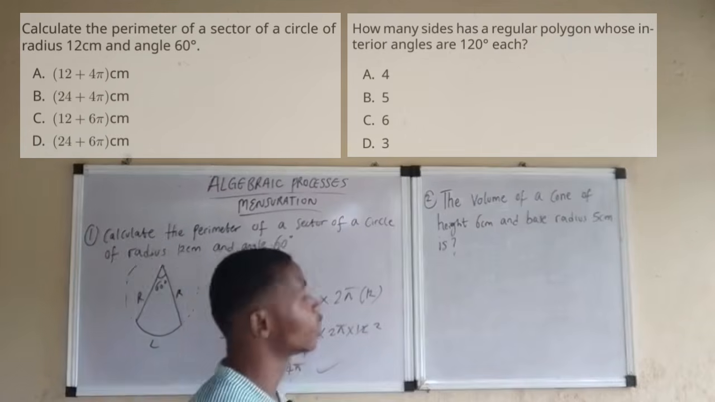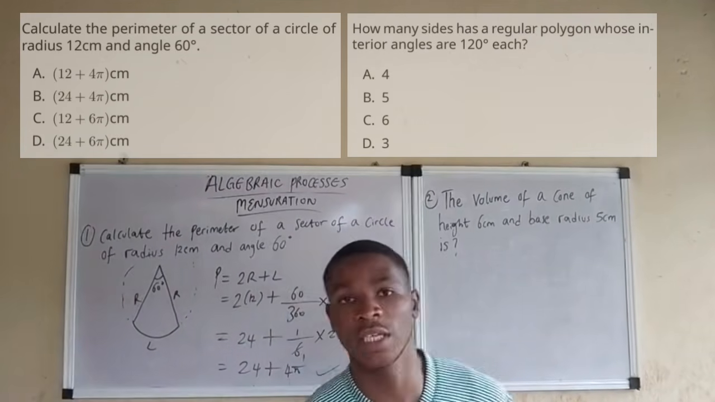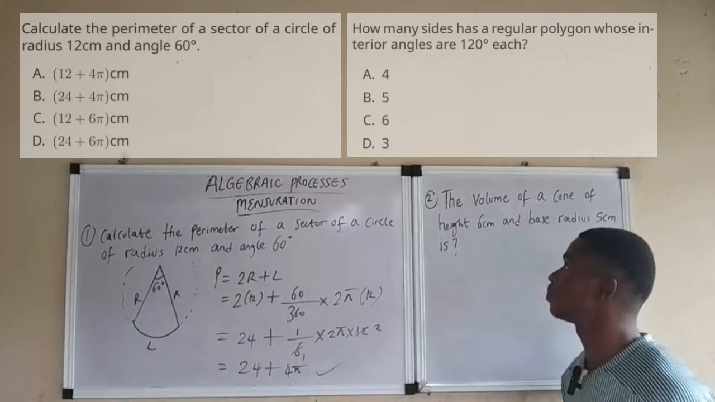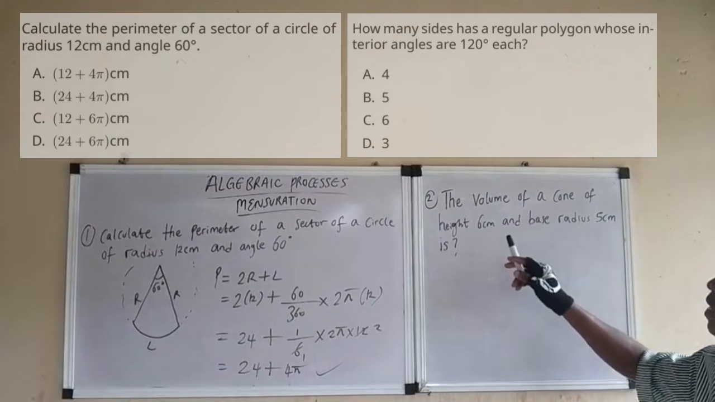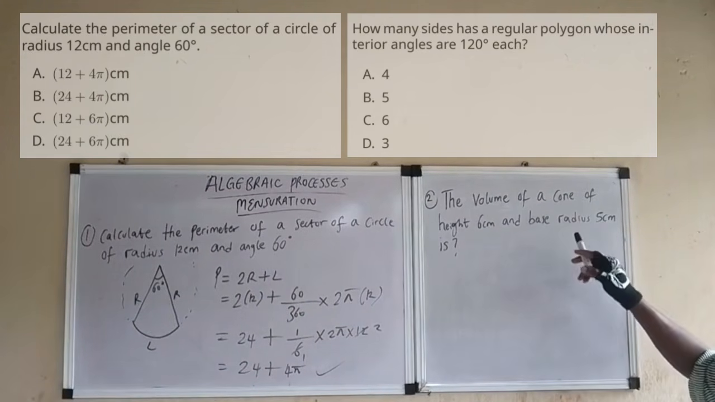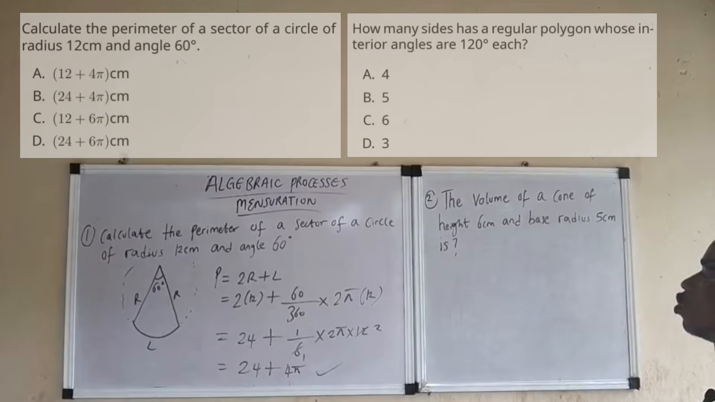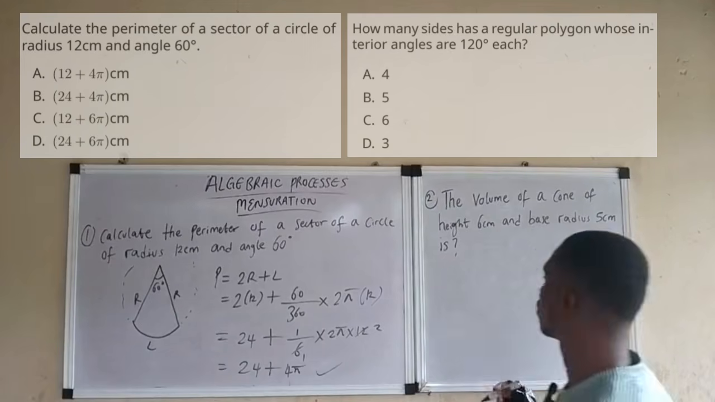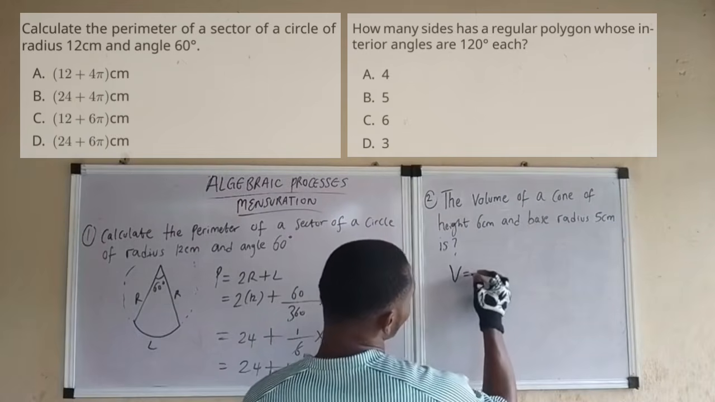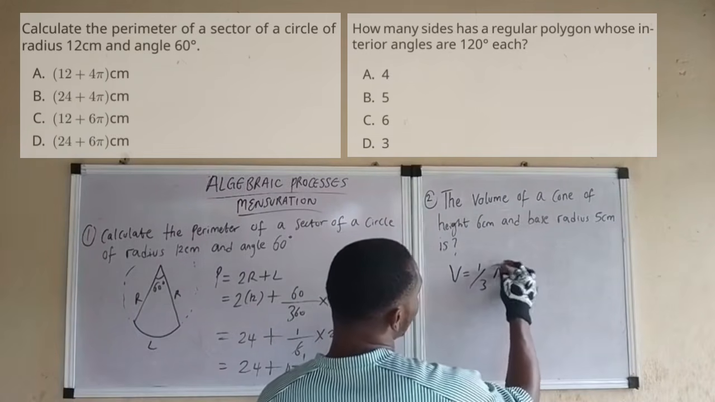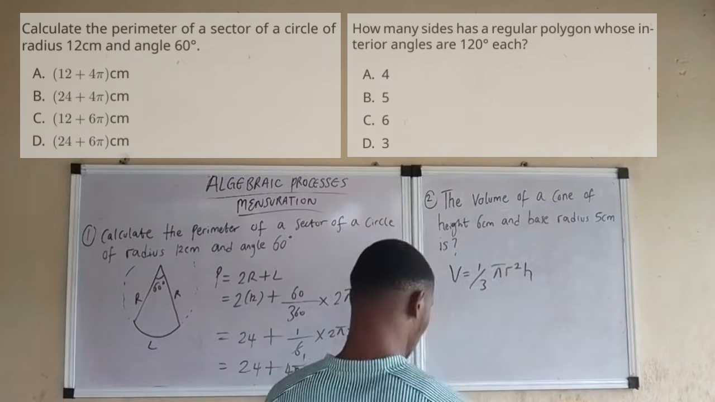Now let's look at the second question. The second question is asking us to find the volume of a cone, of height 6 centimeter and base radius 5 centimeter. So you just need to know the formula for the volume of a cone. The formula for the volume of a cone is given as V equals 1 over 3 pi r square h.